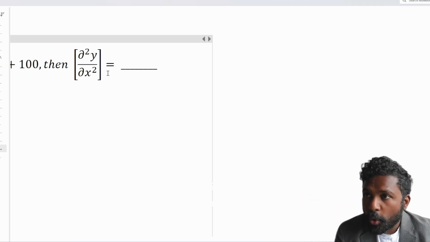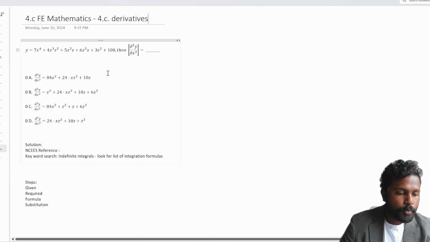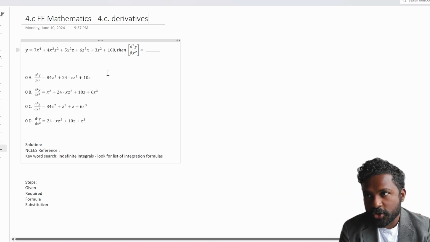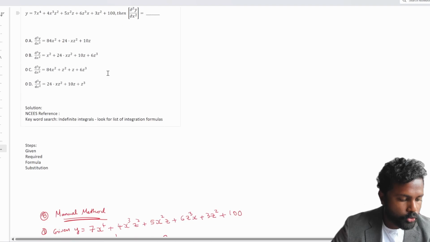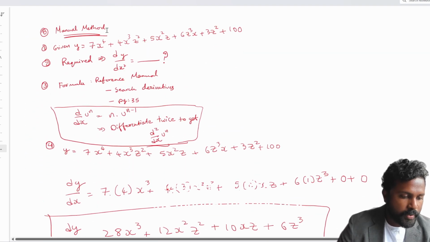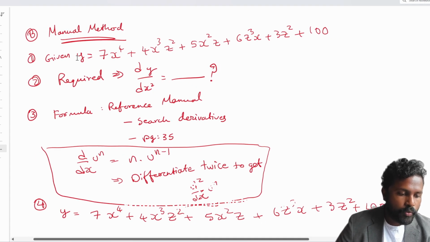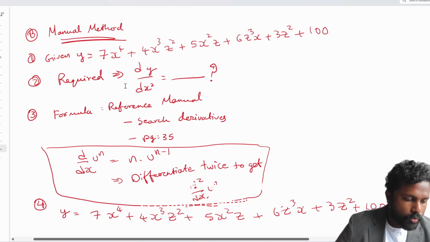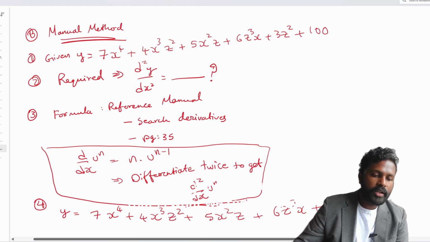For those of you who would like to solve this problem by yourself, pause this video at this point, go apply differentiation and solve it by yourself. Okay, for those of you who want to know the concept and learn this problem, now we are going to solve it using the manual method. First and foremost, write the given equation, this whole equation, write it down and then check what is required. Required is d square y by dx square.